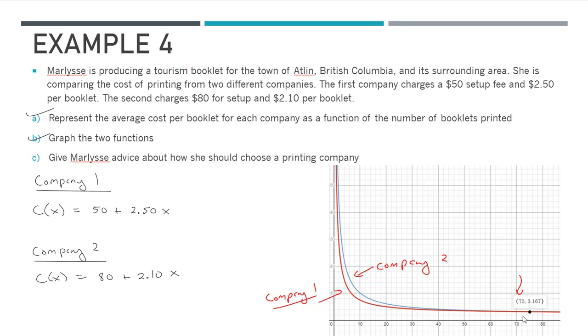If I was doing 75 books, I wouldn't care which one I did. If I was doing less than 75 books, well, yeah, I would definitely do company 1. It's cheaper. But then company 2, actually, it doesn't extend far enough, but company 2 does get cheaper the more and more books you buy, and you can see that from the slope as well.